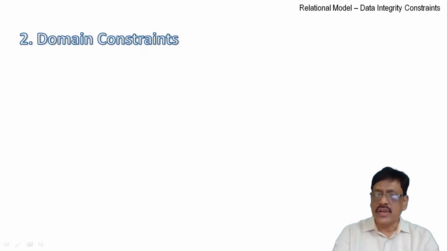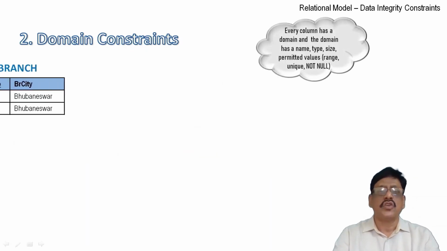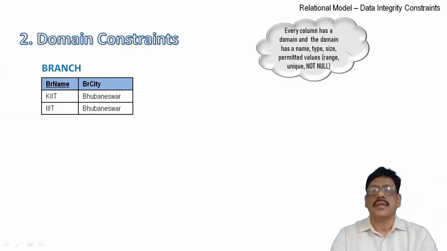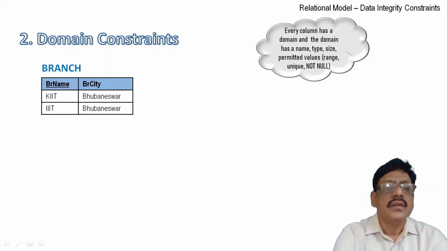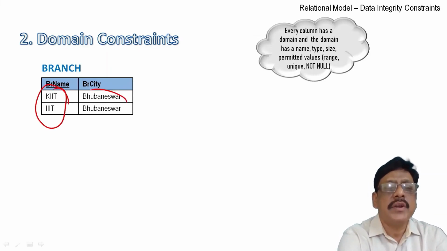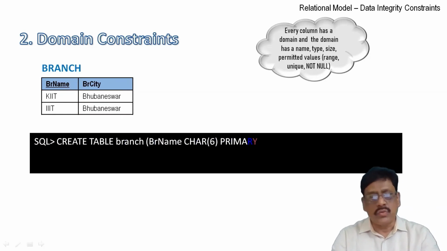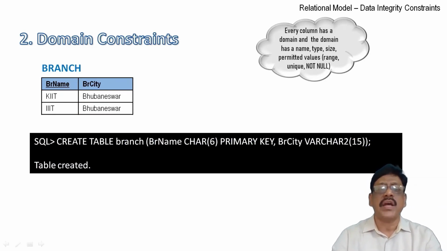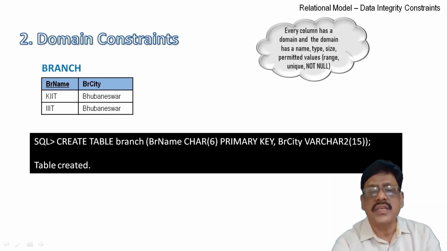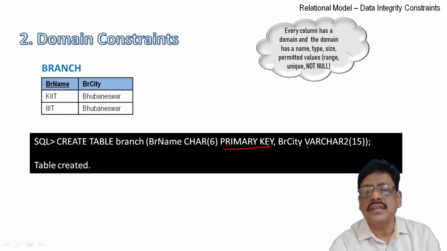Let us go for the domain constraints. So what is a domain constraint? Every column must have a domain, and the domain has a name, type, size, and permitted values. Look at here. We have a domain for branch name, and we have a domain for branch city. So how do we declare it using Oracle? We write: create table branch (branch name character 6 primary key, branch city varchar2 15).